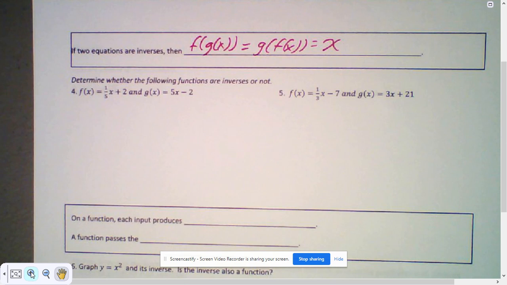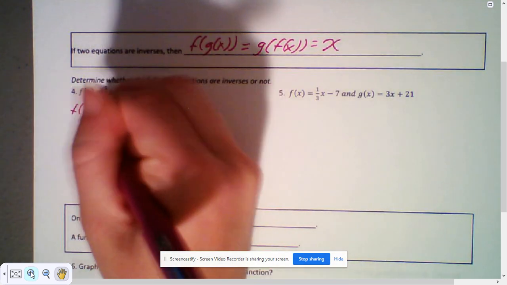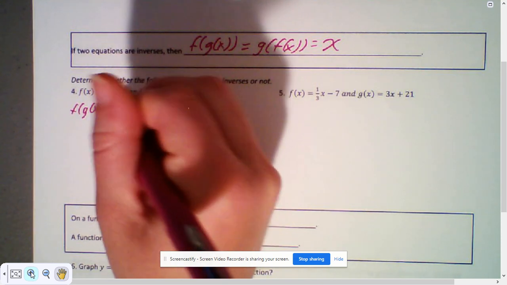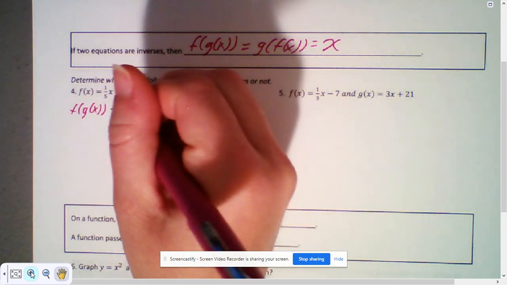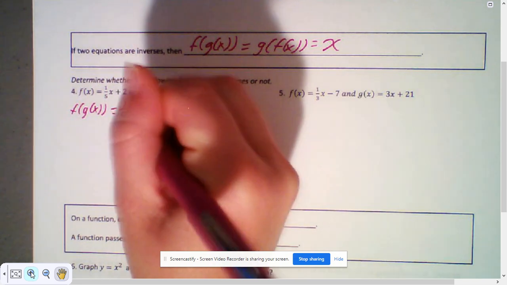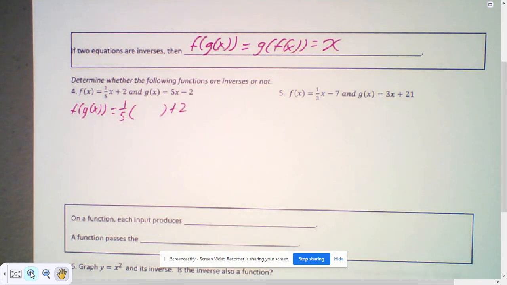So all we're going to do is we're going to do f of g of x and g of f of x. When they simplify, they should be x if they are indeed functions of each other. I'm going to take my g function, put into my f function. So my f function is 1/5 x plus 2. Instead of writing x, though, I'm going to write my g function.